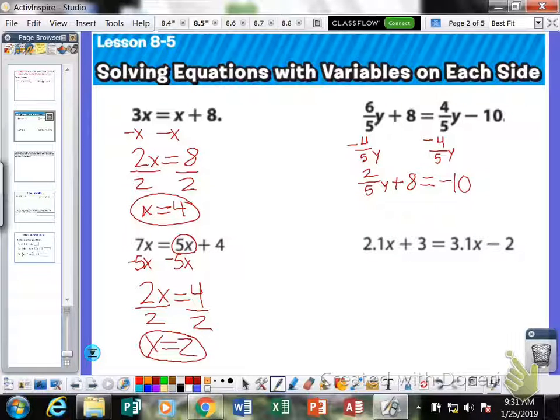So we got our terms with the variables on the same side. We subtracted them. Now we want our terms that are just our constants. We also want to get them on the same side. So to do that, just subtract 8 from each side. And that's going to leave us with 2/5y equals negative 18.